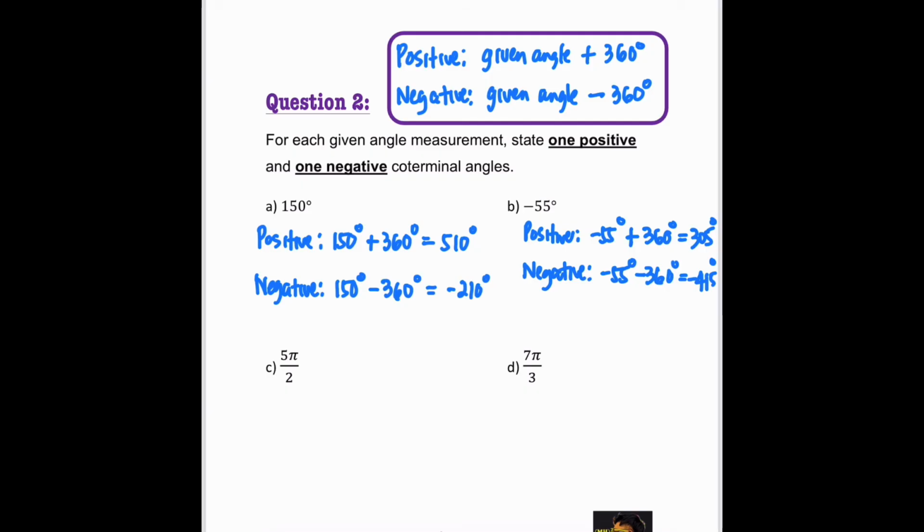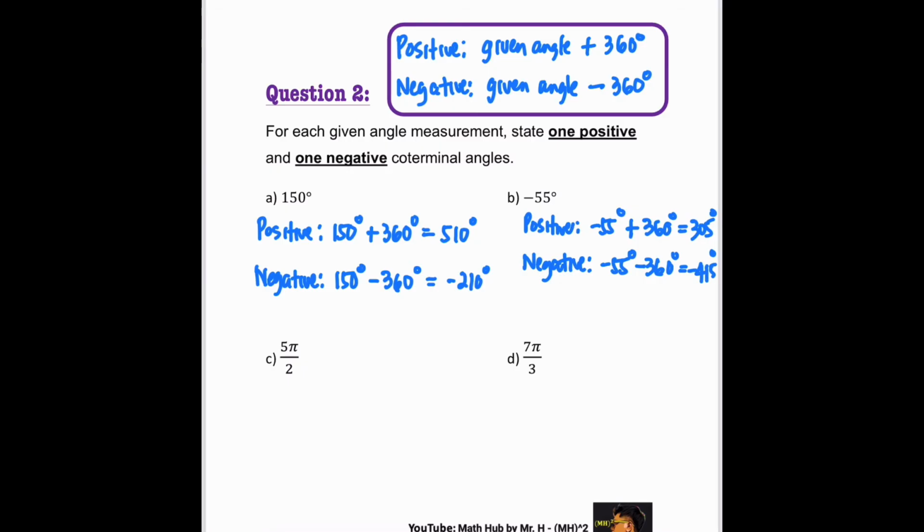Okay, so how about questions 2C and 2D? If you notice, the given angle is in radians. Definitely, we'll be doing the same process, but you need to remember that the given angle is in radians. So basically, we need to add the same measure, which is 360 degrees, but it should be in radians. If you can recall, pi is equal to 180 degrees. So that means 360 degrees will be 2 pi.